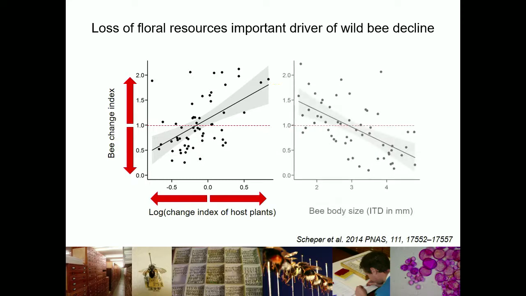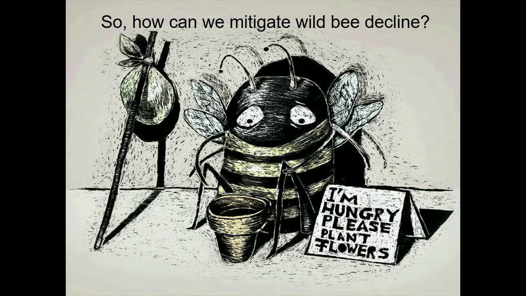So another thing that we found was that as bees are larger, they are more prone to decline. And we can explain this by the fact that larger bees generally require larger quantities of pollen. And so if in the agricultural landscapes floral resources decline, these larger bees are getting in trouble sooner. So together these results point to loss of floral resources as a main driver of bee decline.